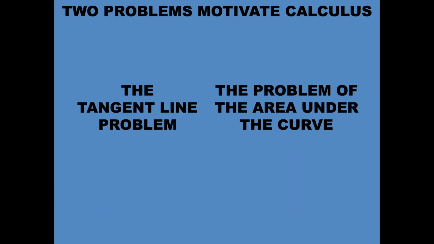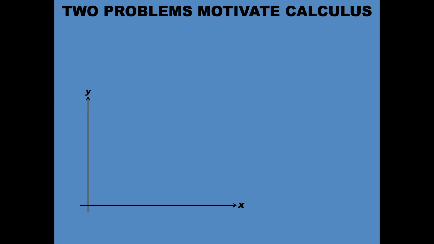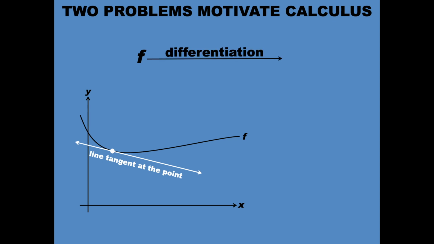So those are the two problems which motivate calculus, and believe it or not, they're connected to one another. Here's a quick explanation of how. Back in the tangent line problem, we had our function f and the line tangent at the one point. We took f, ran it through the differentiation process, and got f prime. F prime is what can tell us the slope of the tangent line.